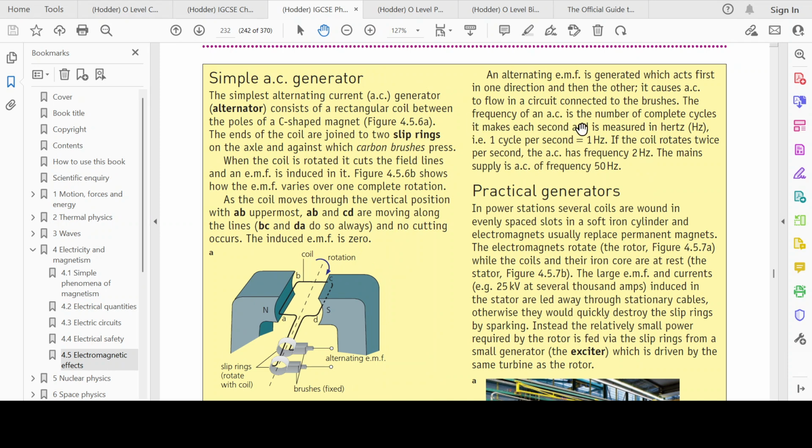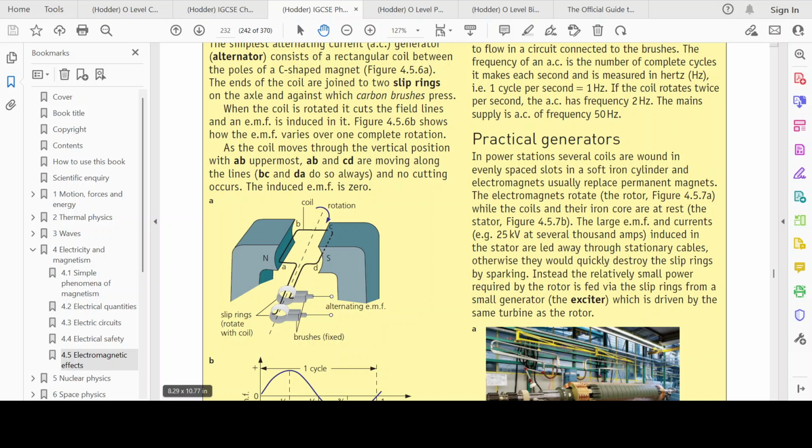The frequency of the AC is the number of complete cycles it makes in each second and is measured in hertz. 1 cycle per second is 1 hertz. If the coil rotates twice per second, it has a frequency of 2 hertz. The mains supply is an AC, an alternating current of frequency 50 hertz. Right, so that's 50 cycles per second.